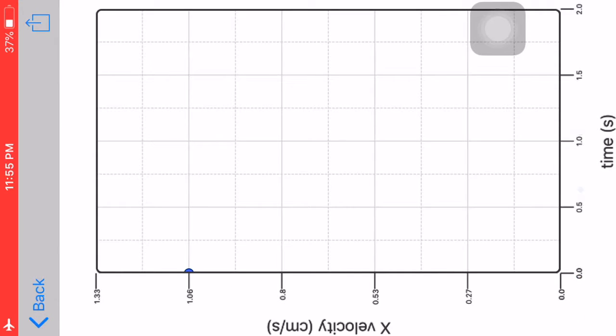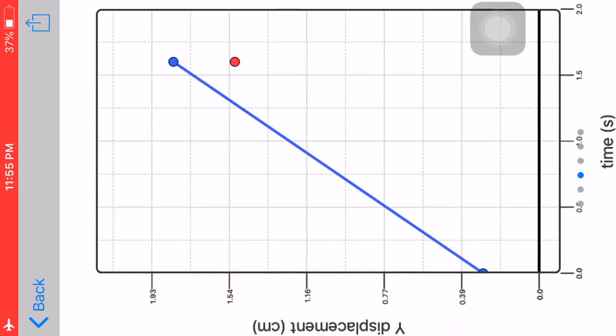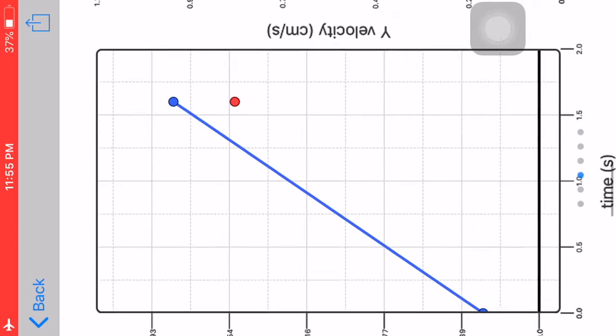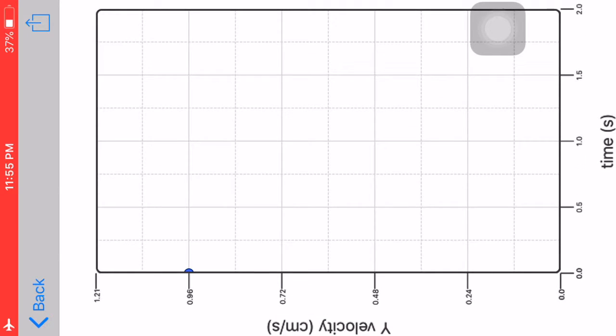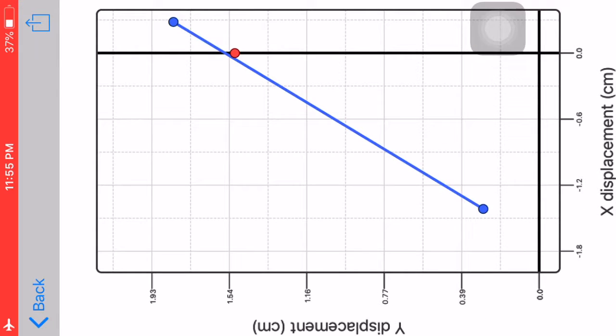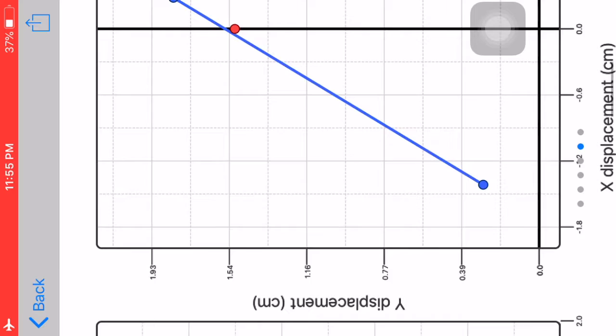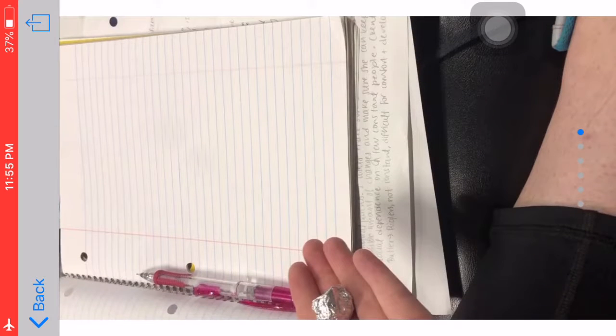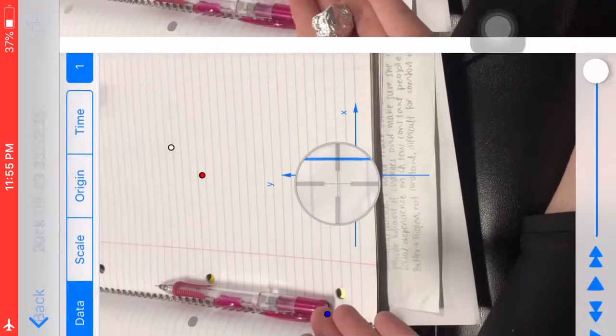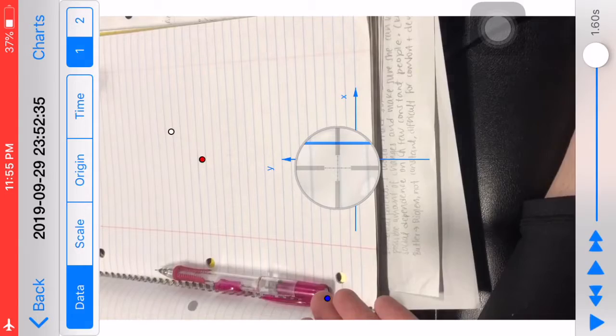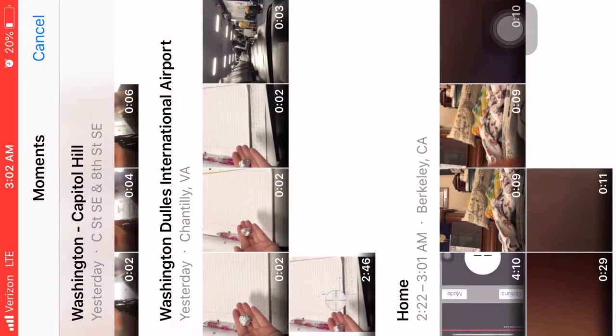This is the one for X displacement, then X velocity, then Y displacement, then Y velocity. So obviously there isn't any Y velocity because you're not really able to tell what's going on. But it's pretty great that the graph is so accessible to you because it makes it a lot easier to actually get the video to be transcribed into the data that you would actually want to use.